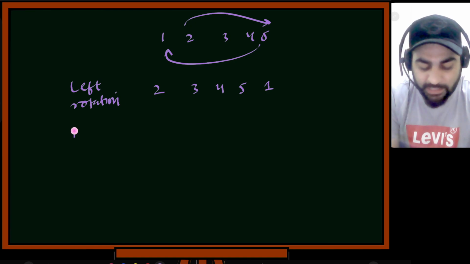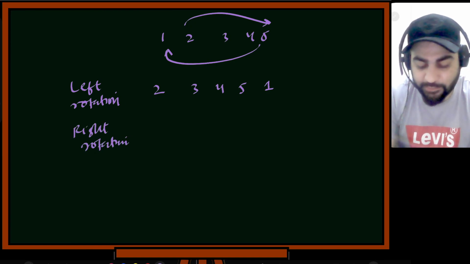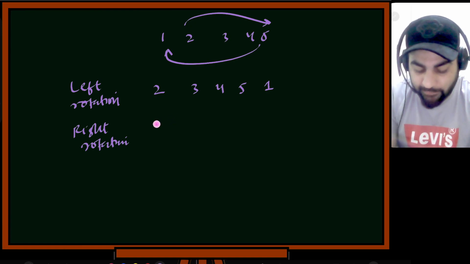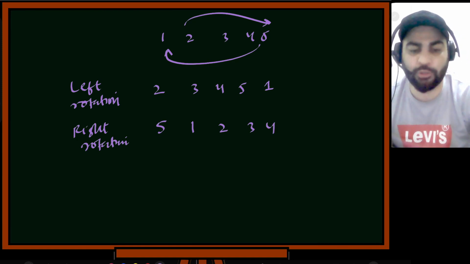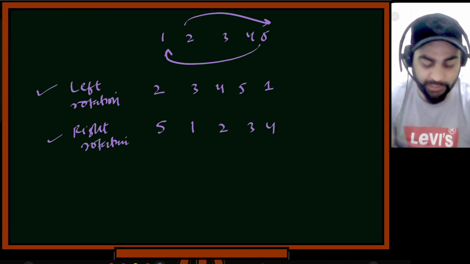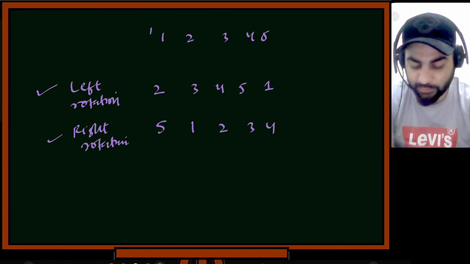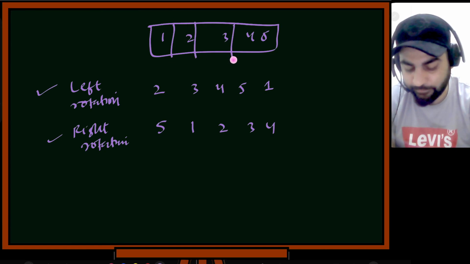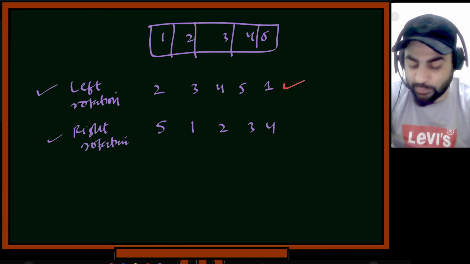And what is the right rotation? Right rotation is something like this: you bring 5 over here, 5, 1, 2, 3, and 4. So you saw the difference. This is called a left rotation, and this is right rotation by 1. So you have an array like this, 1, 2, 3, 4, 5, and you have to make the left rotation. Let's stick to this.